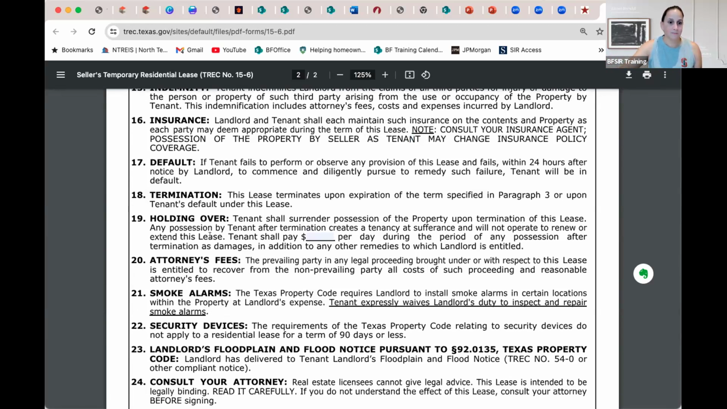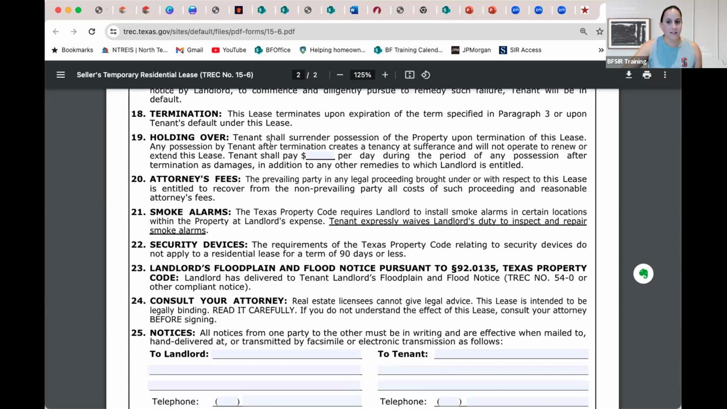Okay, default. If tenant fails to perform within 24 hours notice by landlord, tenant's in default, and that terminates the term. If tenant doesn't surrender the property, then they have to pay a holdover fee if they're not moved out in time. I would put a number there. I know we want to write offers that look really super clean, but if you put 0 here, as a buyer, you're potentially really screwing your buyer over.